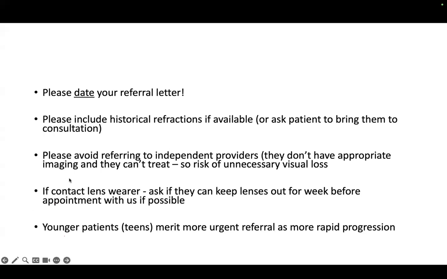If they're a contact lens wearer, then you can ask them to keep their lenses out before we see them. That's asking a lot of some of these patients. They're very dependent on their contact lenses, so that's not written in stone. And if they're younger, we want to see them earlier because they're more likely to progress.